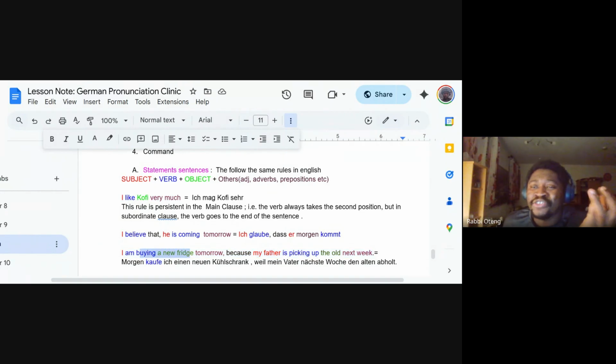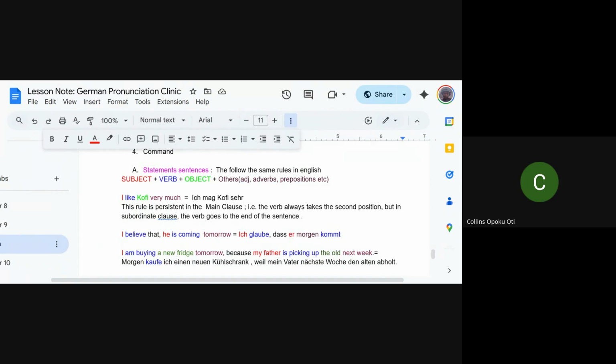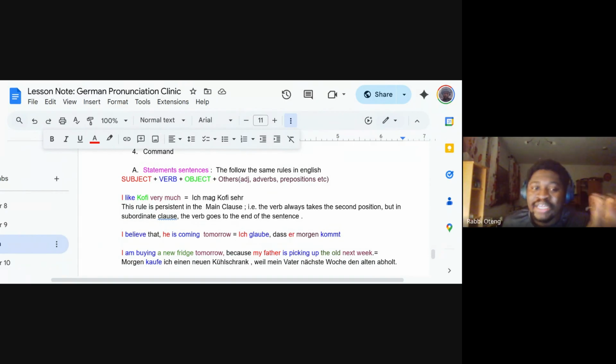Maybe you want to say, I am buying a new fridge, and you don't know the German word for fridge. Just replace it with the English word: ich kaufe morgen a fridge. Later you check the word, and when you realize it's masculine or neuter, you know that if it's the direct object, it's accusative. If it's the indirect object, you decline it according to its gender. That's how you learn.